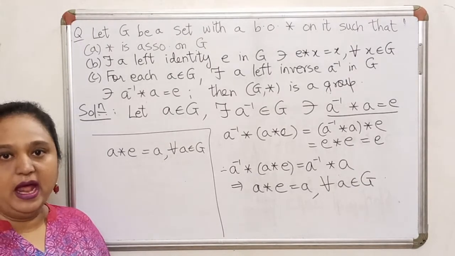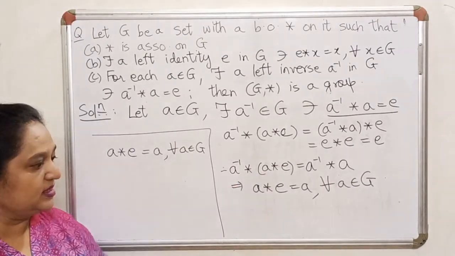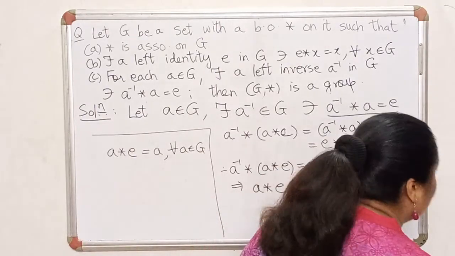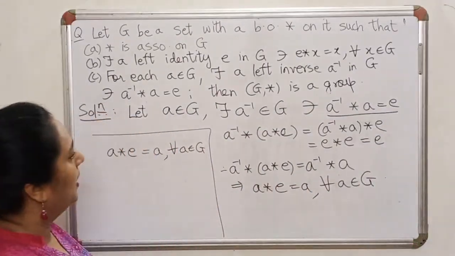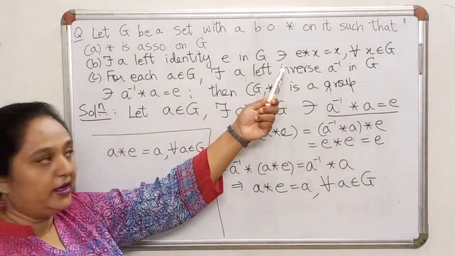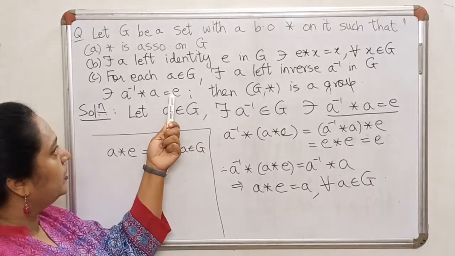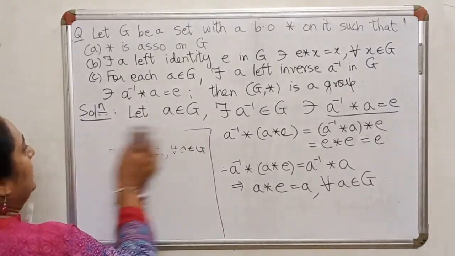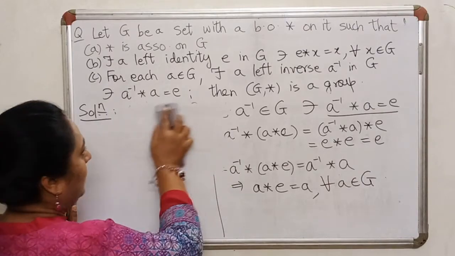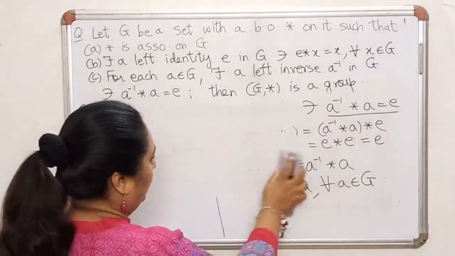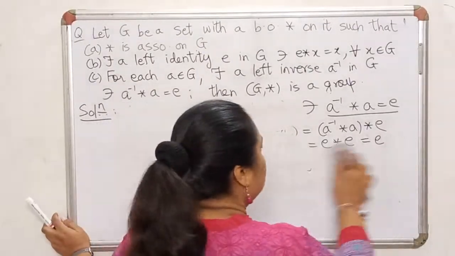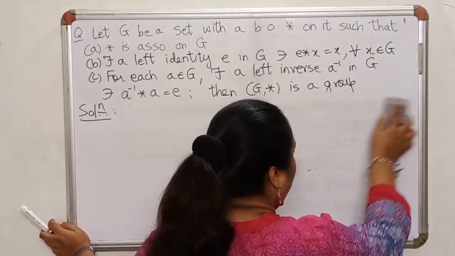And this is true for all elements A in G, which means E becomes my right identity also, and therefore E is my left identity as well as my right identity. Next, we will prove that this element A inverse, which I have written over here, also is right inverse of A.